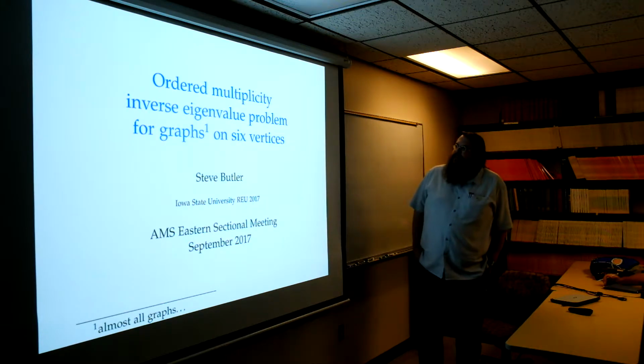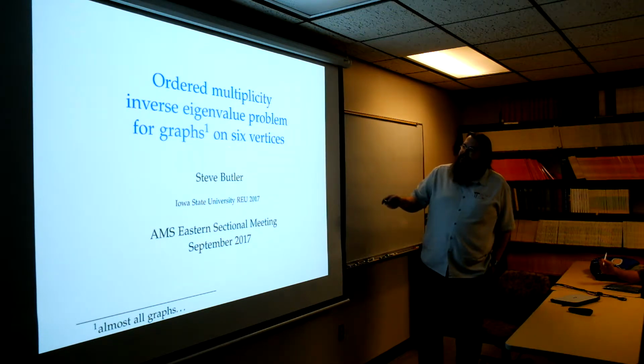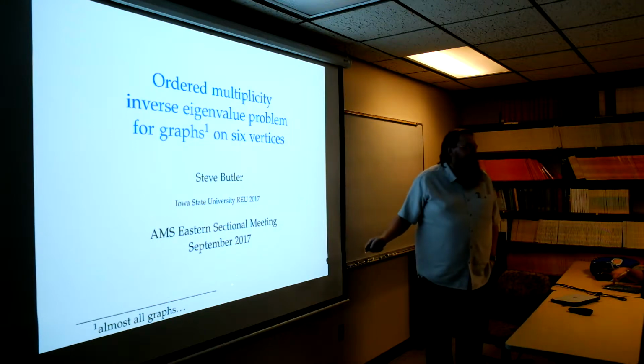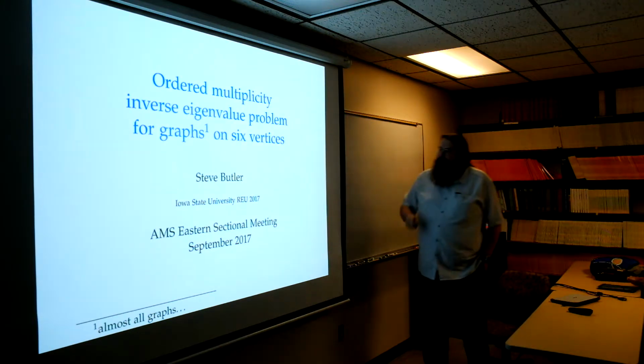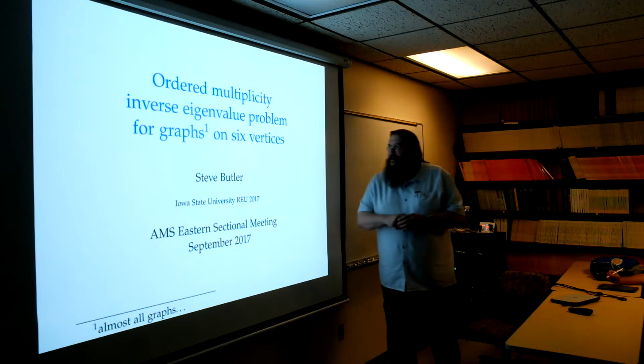So, order multiplicity inverse eigenvalue problem for graphs on 6 vertices. There's actually a footnote here. Well, almost all graphs. There's one small case we didn't quite do, but we'll fix that. That should be done soon.